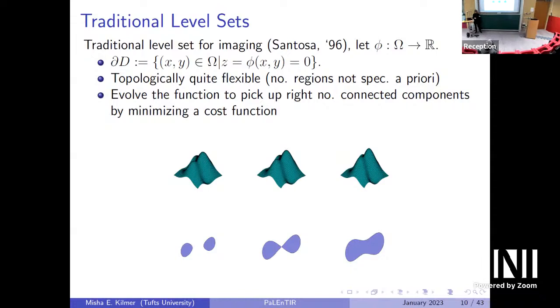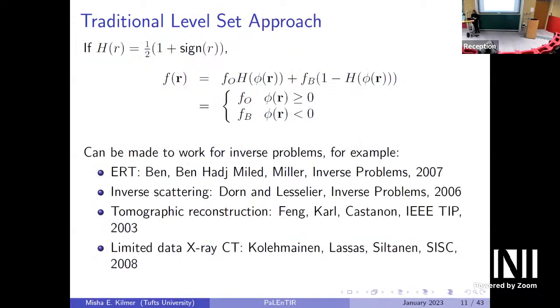So the idea with this approach is, okay, this is topologically really flexible. We just evolve this function. We pick the right number of connected components by minimizing the cost function. Easy. This has been used successfully, in quotes, for inverse problems in practice. There's a lot of work that I haven't mentioned here. This is just a sampling of the applications in which they've been utilized.